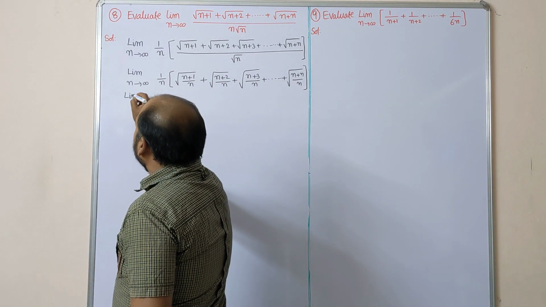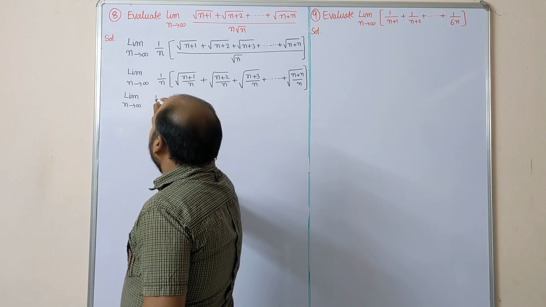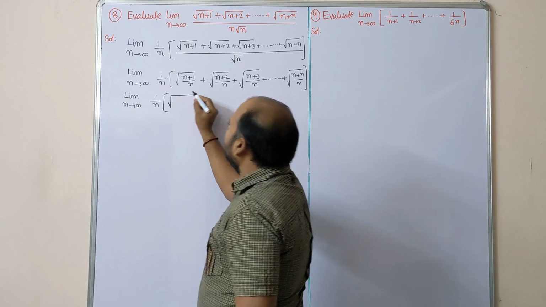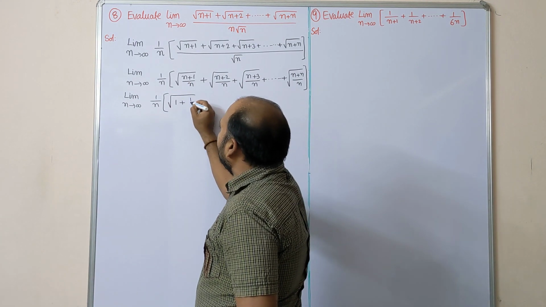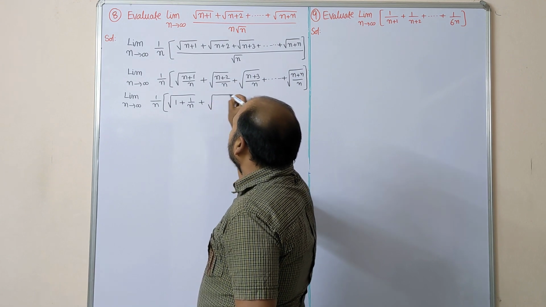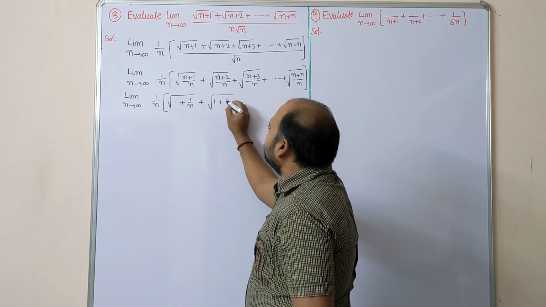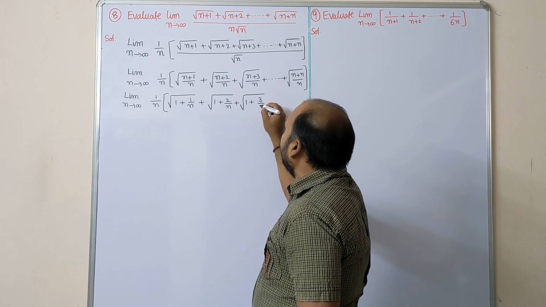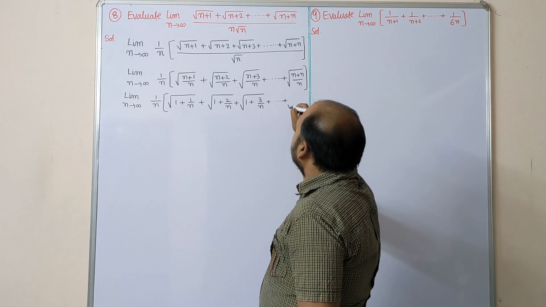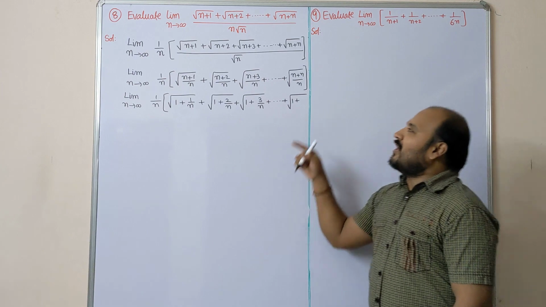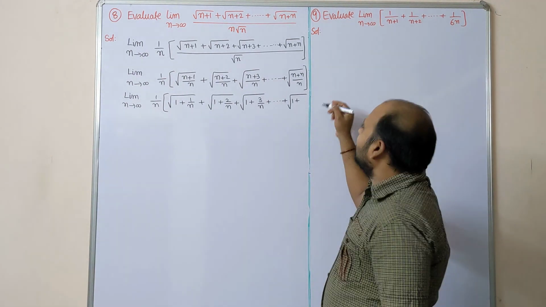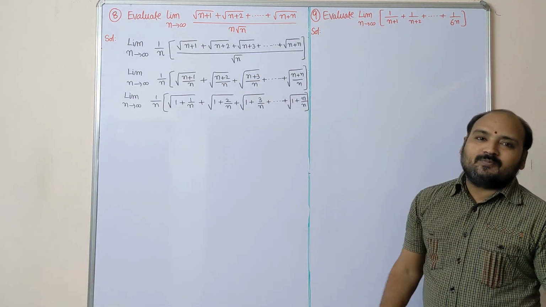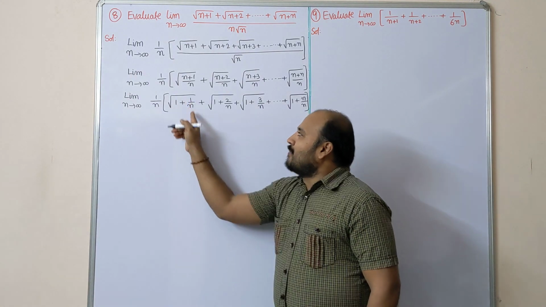Now, limit n tends to infinity 1 by n. We can write it as: the first term, n by n is 1, plus 1 by n, square root; then n by n is 1 plus 2 by n, square root; then n by n is 1 plus 3 by n, plus and so on, and the last term square root of n by n is 1. Sir, why are you not writing n by n is 1 there? Here the last term is n by n, that also is 1. But observe carefully 1 by n, 2 by n and so on.